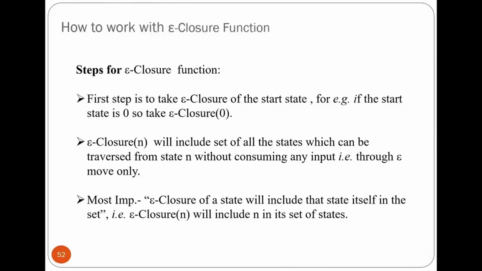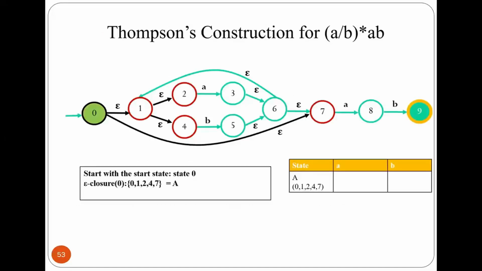In subset construction, we go in for finding out the E closures. Now what we will do, first step will be that we will take the E closure of start state. Most important point, which is the last point which I have mentioned also as most important point: whenever I am taking the E closure of a particular state, that state will itself be included in the set of E closures. Now just see the example and then these steps will be clear to you. I start with E closure of 0 because 0 is the start state.